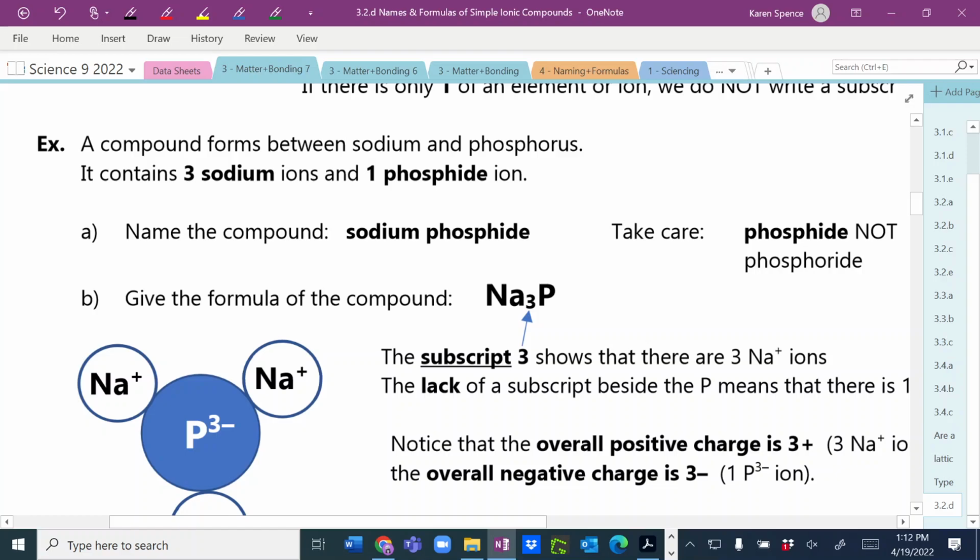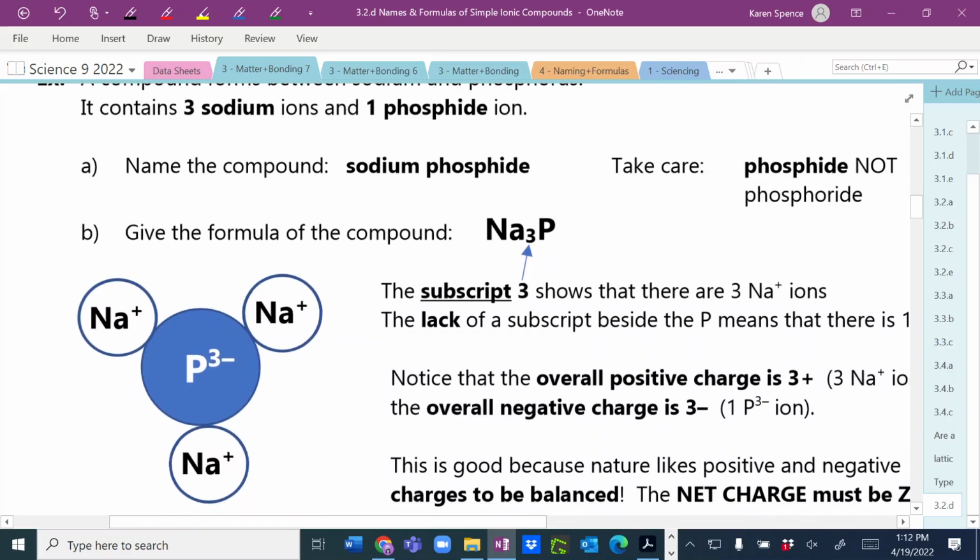So here we have sodium phosphide, and you can see how many sodiums do we have in that structure? We got 3. 1, 2, 3, which is why down below the sodium, what do we see? A little subscript 3. How many phosphoruses do we see? 1. And you'll notice no number means 1. Okay?